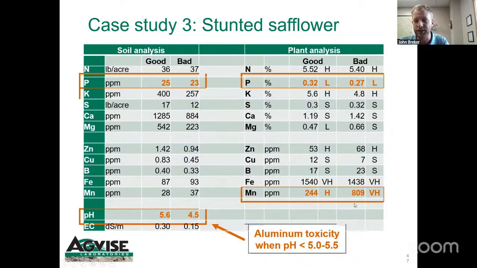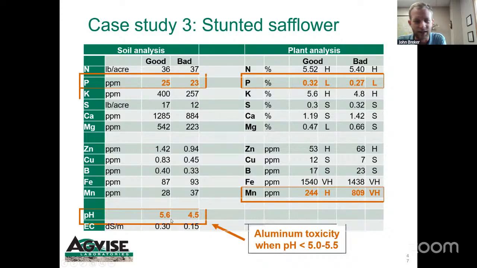One other thing that really stood out is the amount of manganese in these plants. In this case, the manganese in the bad area was 800 parts per million. This is really, really high compared to how most levels are. The good area still had high manganese in this range. And well, we're going to jump to the pHs here.